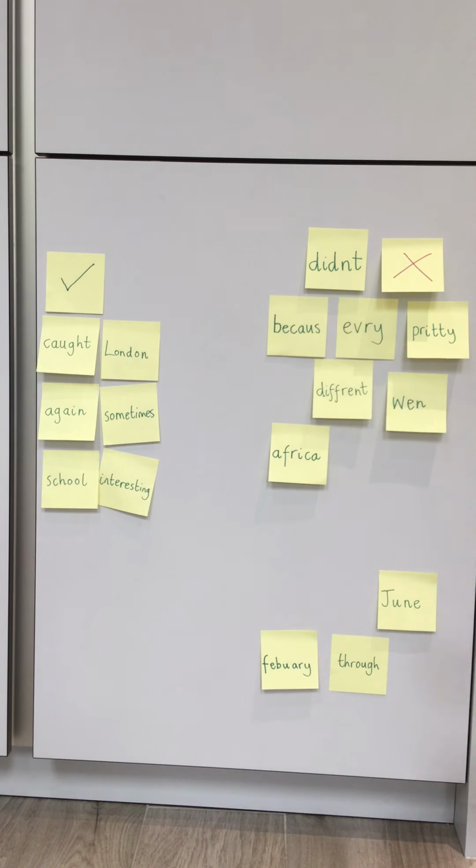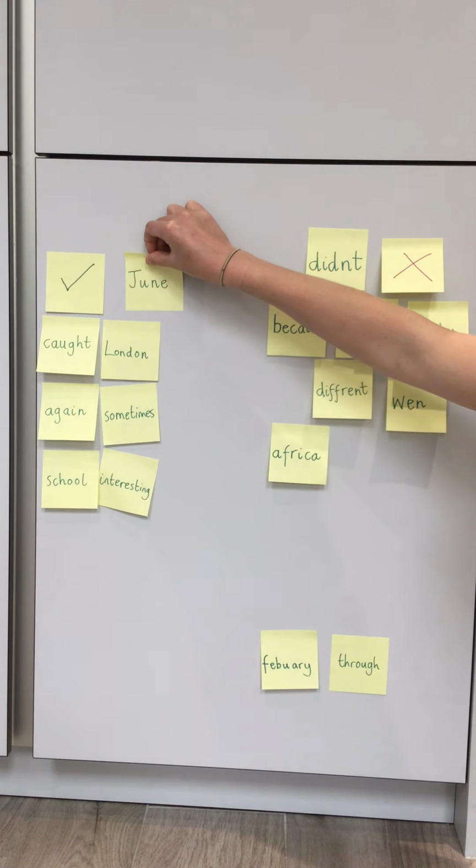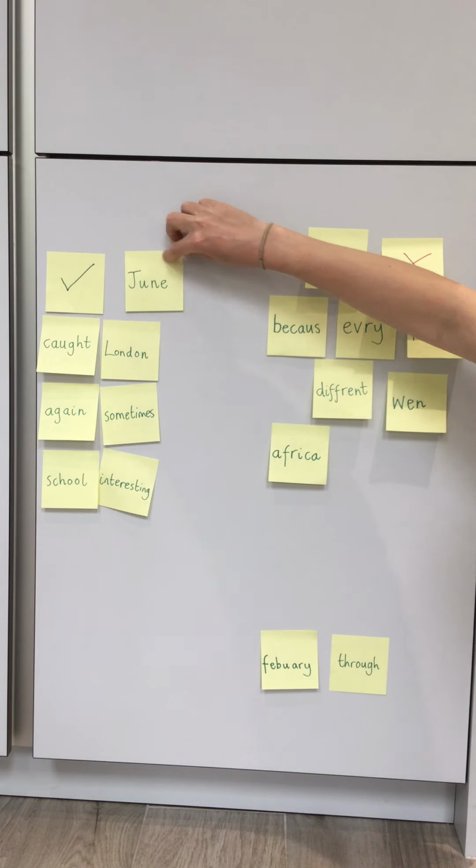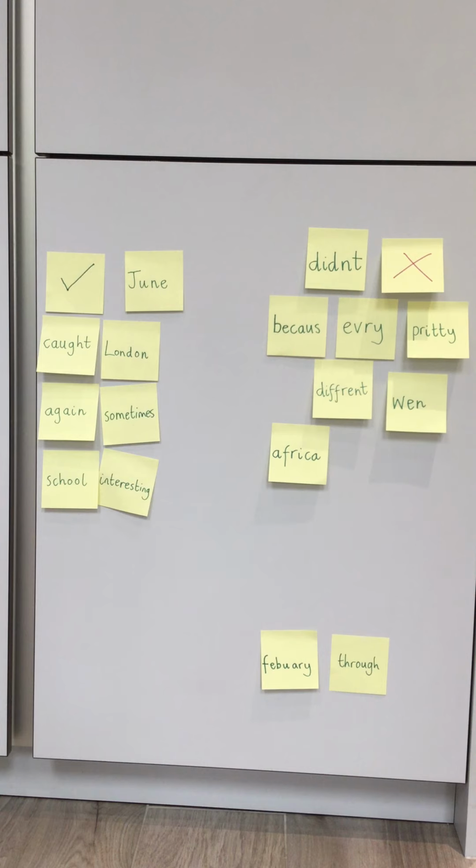There we go. This one here is June. Now, this is a proper noun that has been spelt correctly because it's got its capital letter at the start. So I'm going to put that with the ticks. There we go. And two more to go.